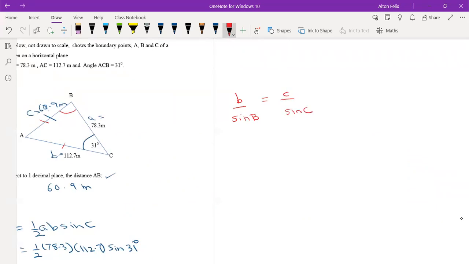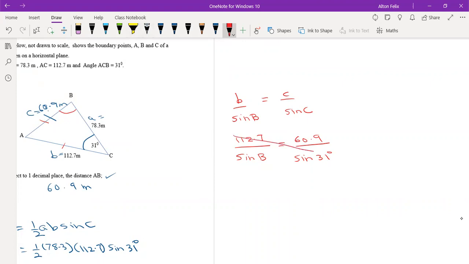So let's substitute. B is 112.7 over sine B, which is what we need to find. And that will equal C, which is 60.9, over sine C, the sine of the angle, which is 31 degrees. So in this scenario, we have one angle, two sides, and we need to find the other angle, which is B in this case.